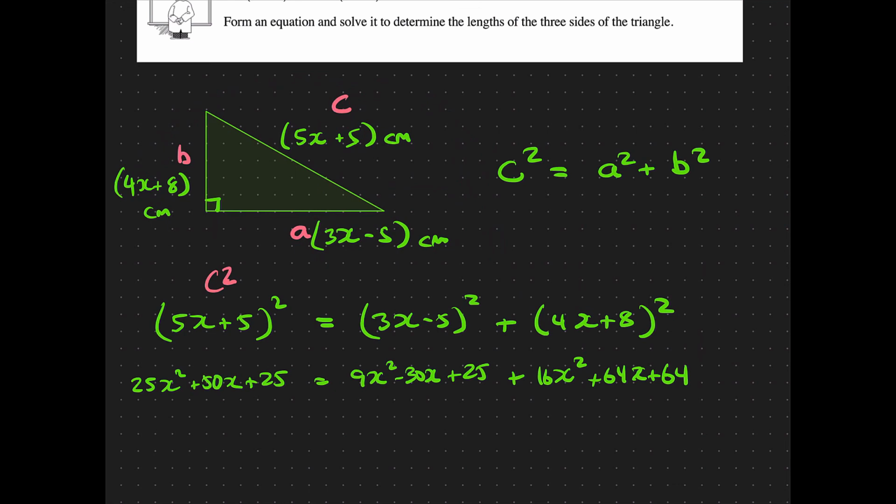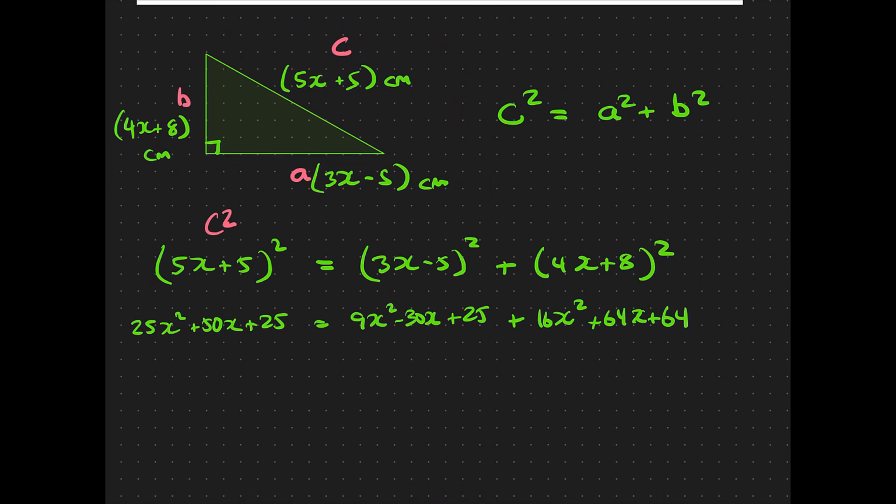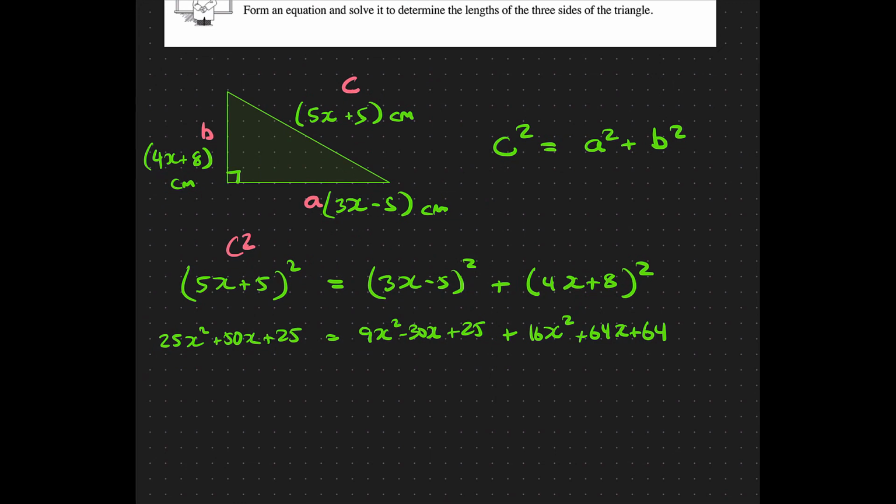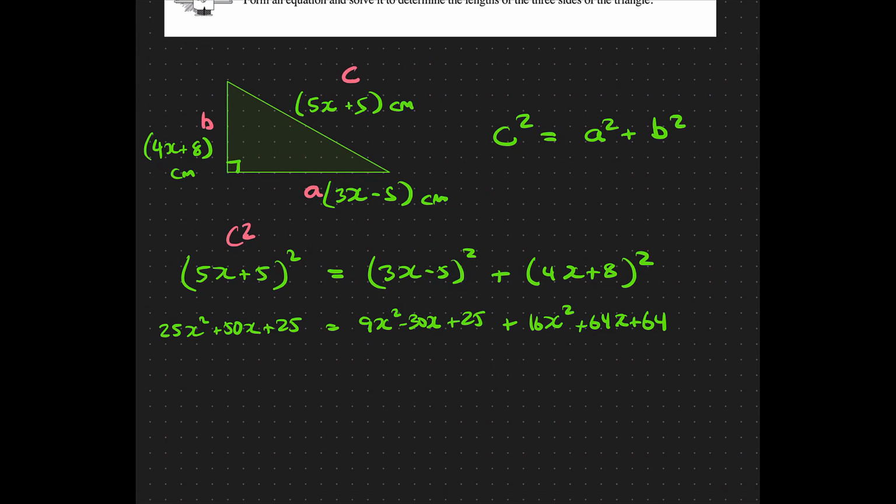So now I've got this long string of polynomials. I've got degree 2, degree 1, and degree 0 polynomials. And I just need to gather the like terms and get the x's on the left and the numbers on the right, which is basic algebra solution to this problem. Okay, so let's start off with the x squareds.